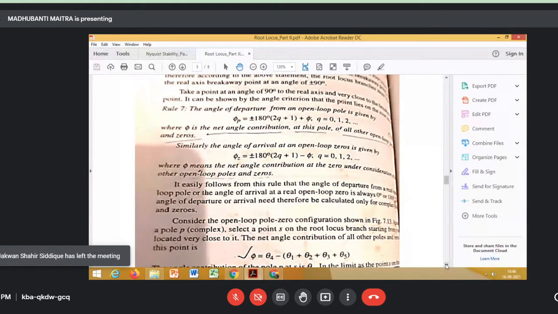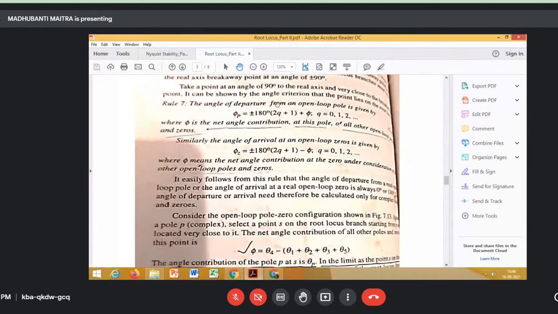So we'll have to discuss two more rules. Rule number 7 states that the angle of departure from an open loop pole is given by (2q+1)·180° + φ, where q is an integer. What is this φ? This φ is the net angle contribution at this open loop pole by all other open loop poles and zeros.